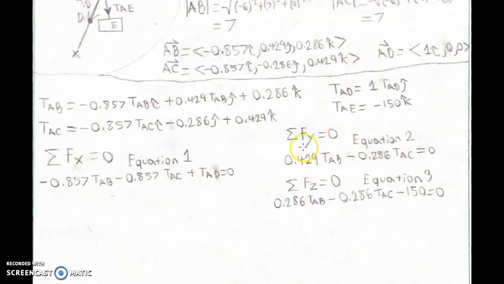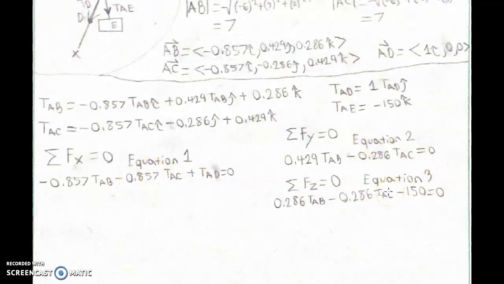And then we can take the sum of our components in the Y and set them equal to 0. So it's 0.429 tension AB minus 0.286 tension AC, since that's acting in the negative Y direction, set equal to 0. Then the sum of the forces in the Z will be equal to 0. So we'll have 0.286 tension AB minus 0.286 tension AC minus 150, which is our tension AE, set equal to 0. And then we'll mark those as equation 1, equation 2, and equation 3.